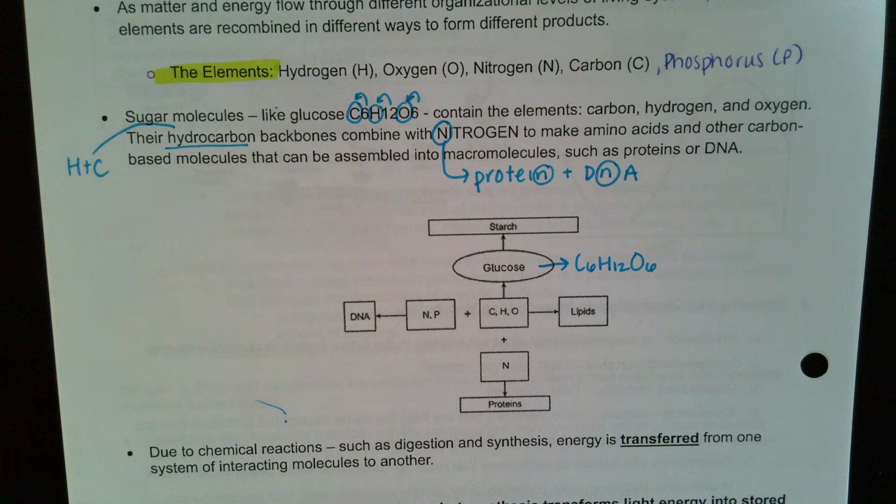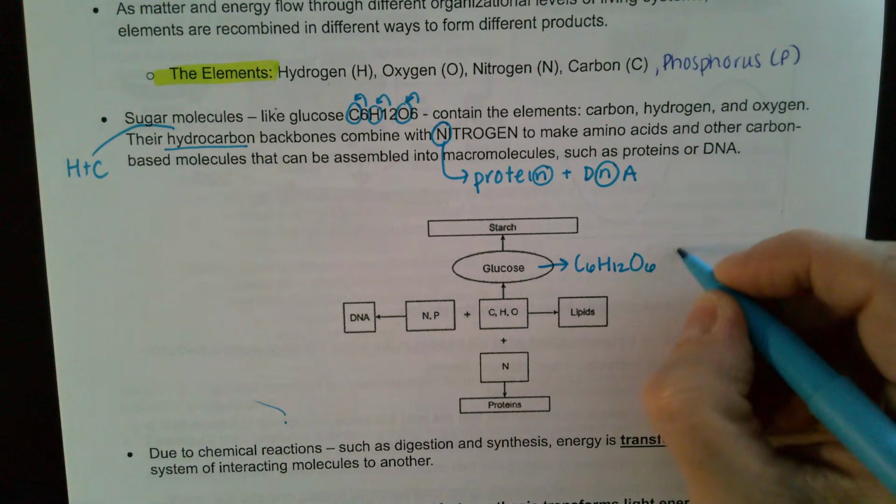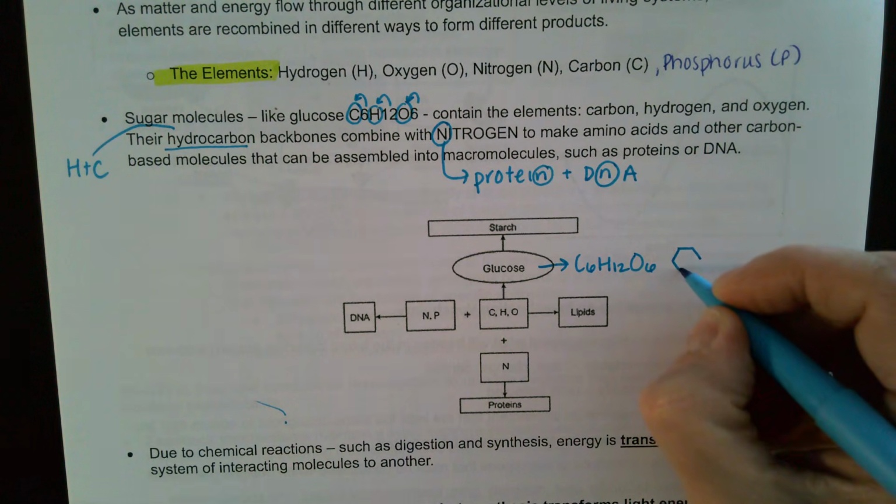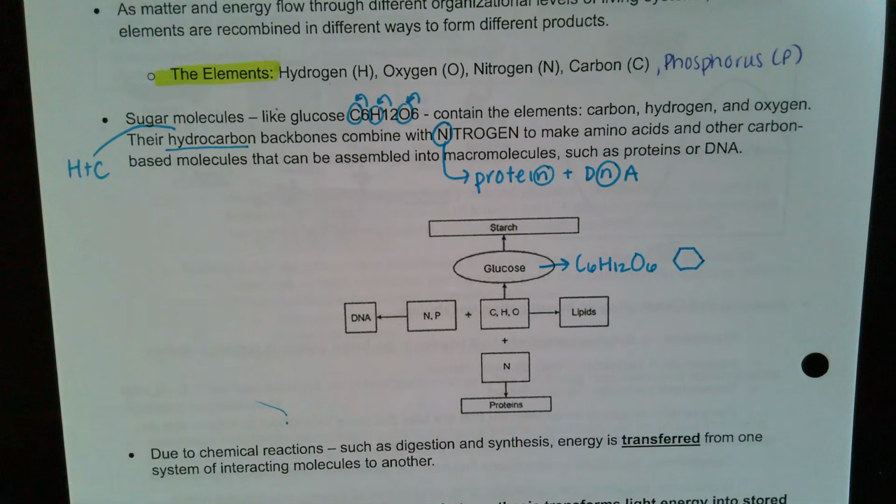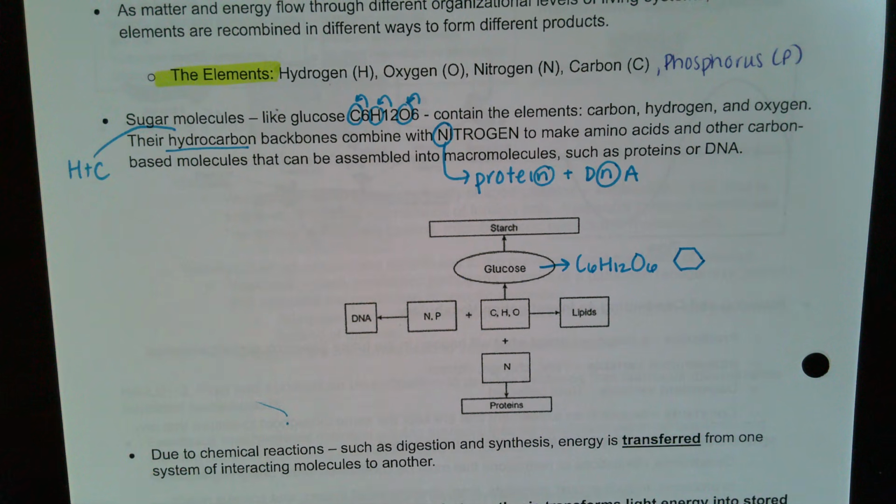Glucose, we built these models in class. They were somewhat complex to make, but in a simple structure, you would see that it's just going to be made up of 6 sides. When I have a lot of glucose molecules together, which is glucose is a simple sugar, when I put many of those together, I make a complex sugar. That complex sugar is going to be known as starch.